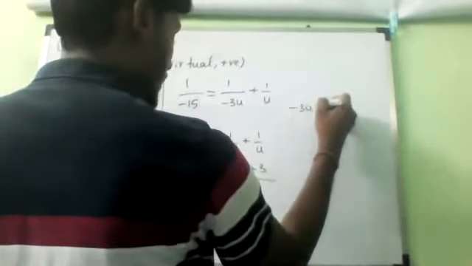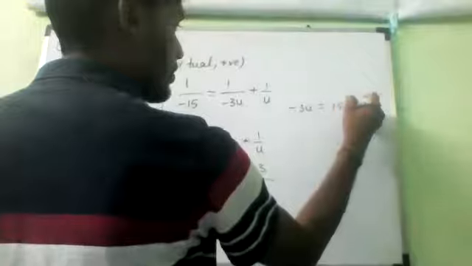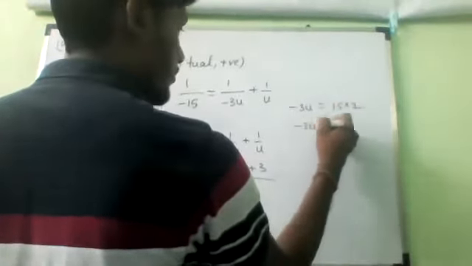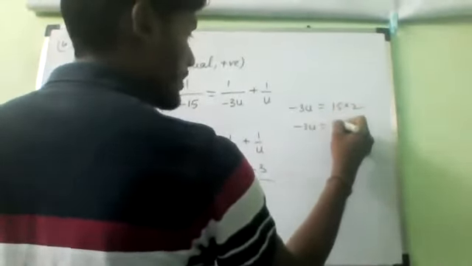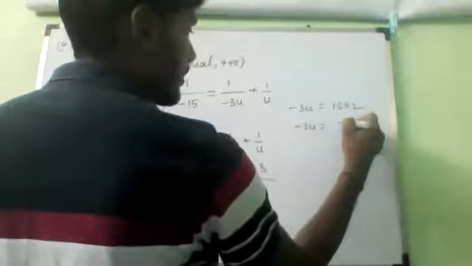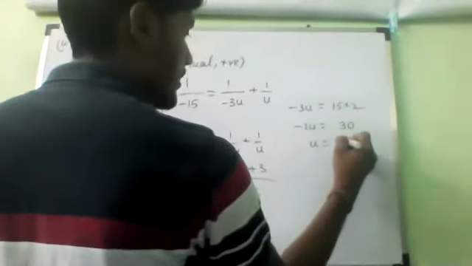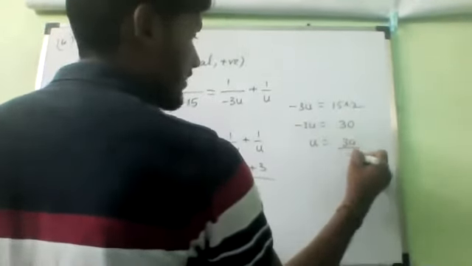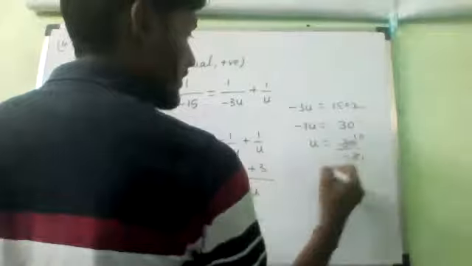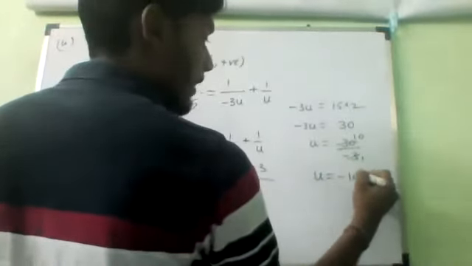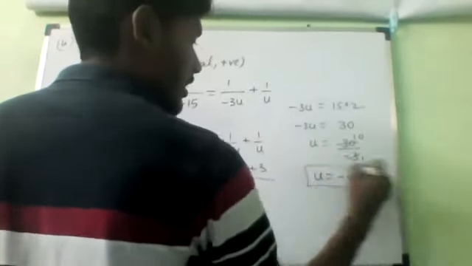Minus 3u equals minus 15 into 2. 15 into 2 is how much? 30. So u equals how much? Minus 30 divided by minus 3 is 10. So u equals minus 10 centimeter.